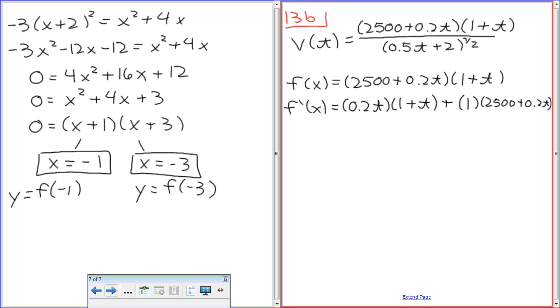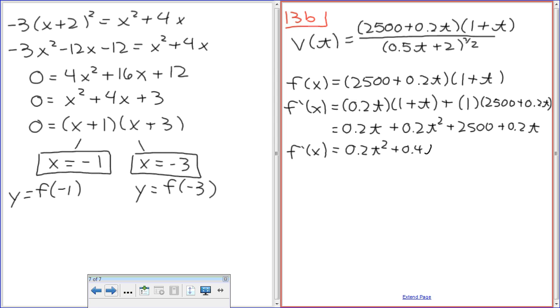So I'm going to FOIL that out. That turns out to be 0.2t plus 0.2t squared plus 2500 plus 0.2t. So f prime of x is equal to 0.2t squared plus 0.4t plus 2500. Now I'm not cheating by doing this. It's just going to save me a little bit of leg work. Okay, so I just found the derivative of the numerator. That's what that is.